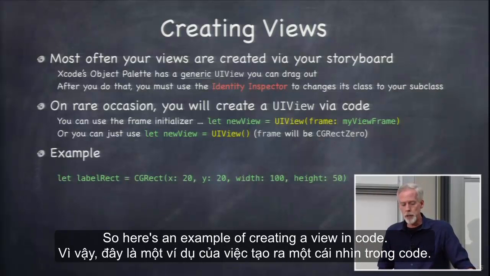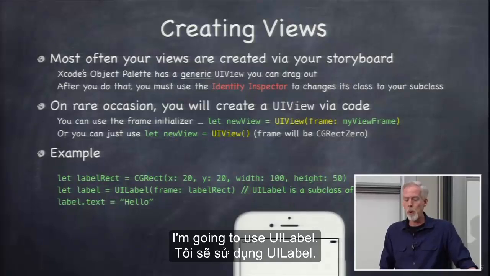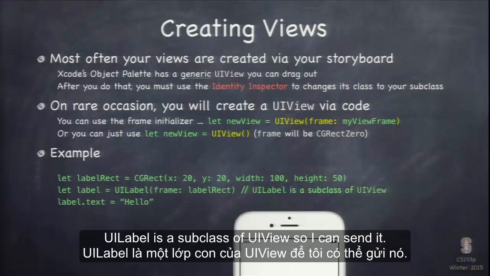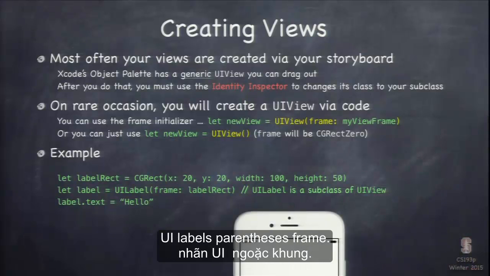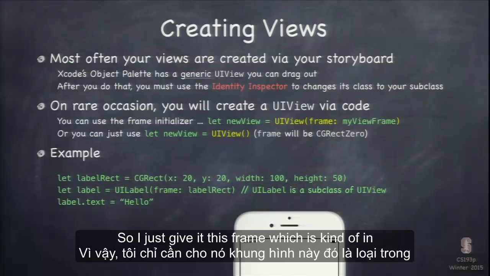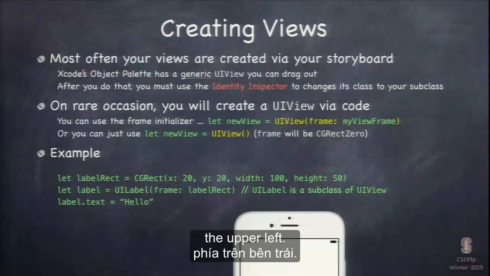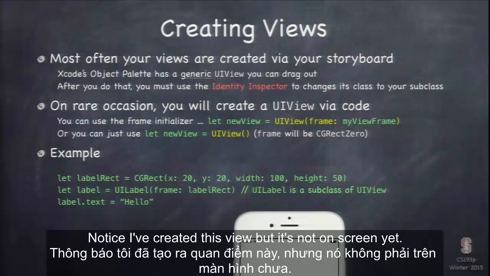So here's an example of creating a view in code. I'm going to use UILabel. A UILabel is a subclass of UIView, so I can send it UILabel(frame:). I just give it this frame, which is kind of in the upper left. Notice I've created this view, but it's not on screen yet.